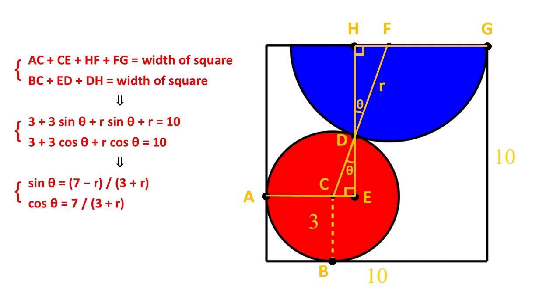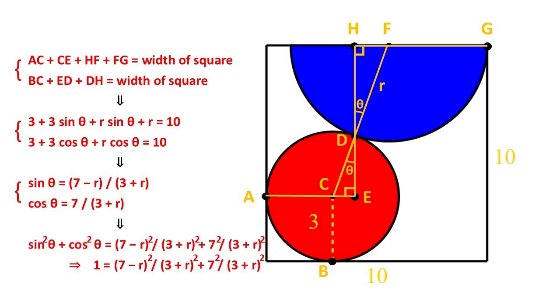Then, after rearranging the terms, we can get sine theta equals the difference between 7 and R divided by the sum of 3 and R, while cosine theta equals 7 divided by the sum of 3 and R. Next, by squaring both sides for each of the two equations, and then adding the results of the two equations together for the left side and the right side respectively, we can get sine square theta plus cosine square theta equals an expression in terms of R. And since sine square theta plus cosine square theta equals 1, we can finally get an equation involving only R. After solving that equation, we can get R equals 4.45. And that's the answer.